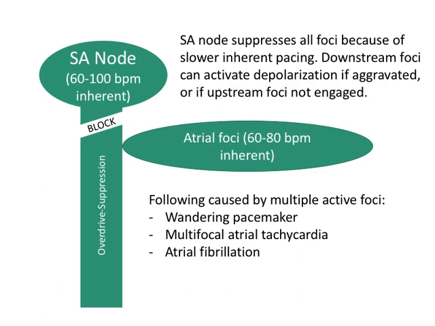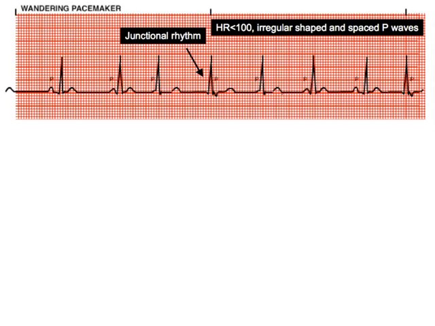So if we start just with the SA node, which is the prime pacemaker of the heart, if something's wrong with the SA node and the other atrial foci are setting heart rate, or there's multiple foci trying to set heart rate, we can observe at least these 3 characteristic ECG traces. And there's a lot more, but we're going to look at these 3 as indicators of varying degree of block.